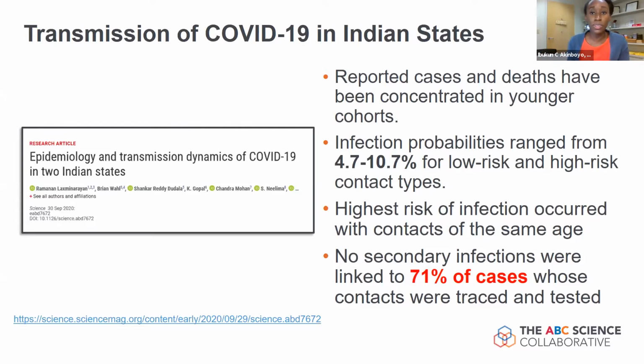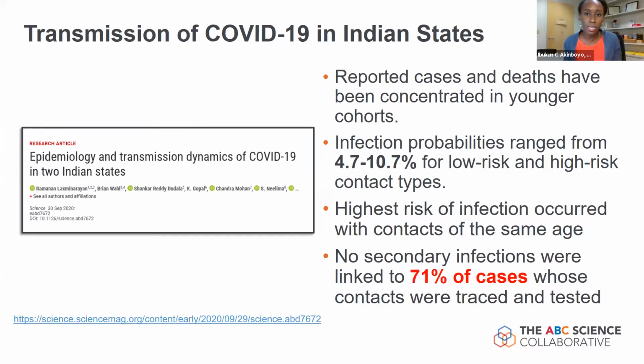What they found is that as compared to the United States, cases and deaths in India are seemingly concentrated in younger cohorts. The Indian population is younger than the United States anyway, and for them, what they found is in the US, we're worried a lot about people that are over the age of 60, 65. Here, they found that the numbers of infections dropped precipitously after age 35 to 40. That's much different than what we're seeing in the United States. However, the infection probabilities were a bit higher, particularly for low risk and high risk contacts.